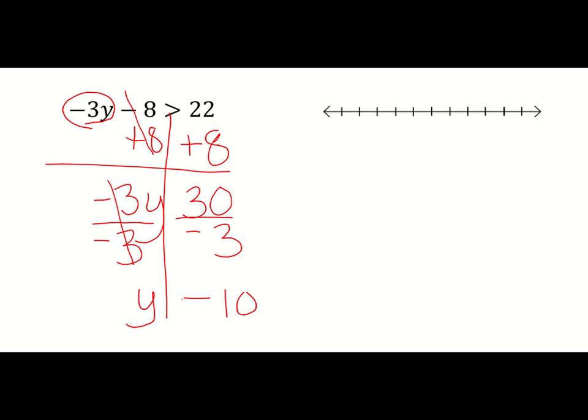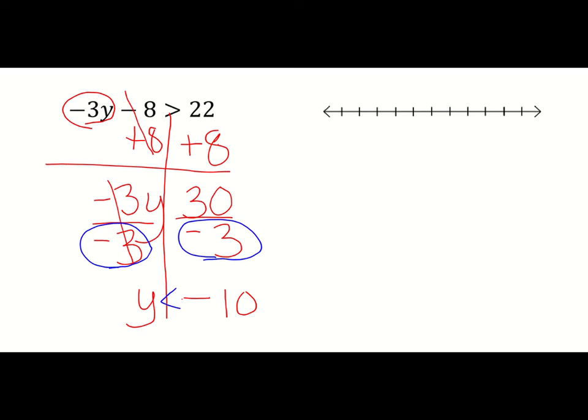Now, since I divided by a -3 on both sides, the golden rule says anytime you multiply or divide by a negative number on both sides, you must flip the inequality symbol. So when I drop down greater than, it's now going to be less than. So this says y is less than -10. So that's the first part. We have our inequality statement. The second part, I now need to graph this.